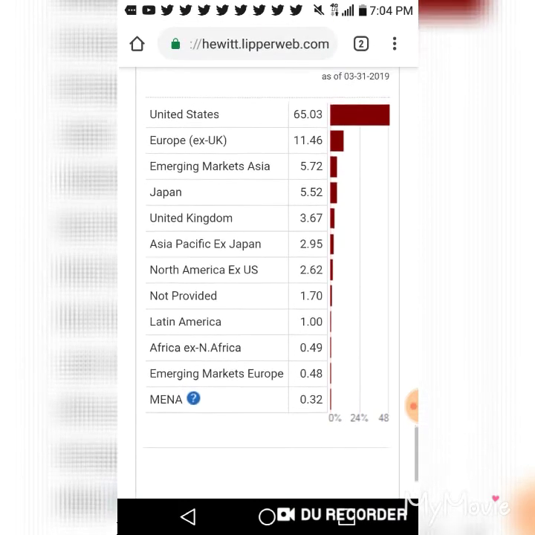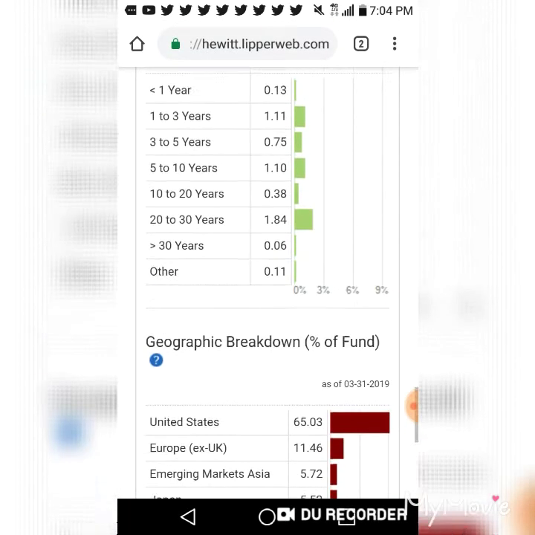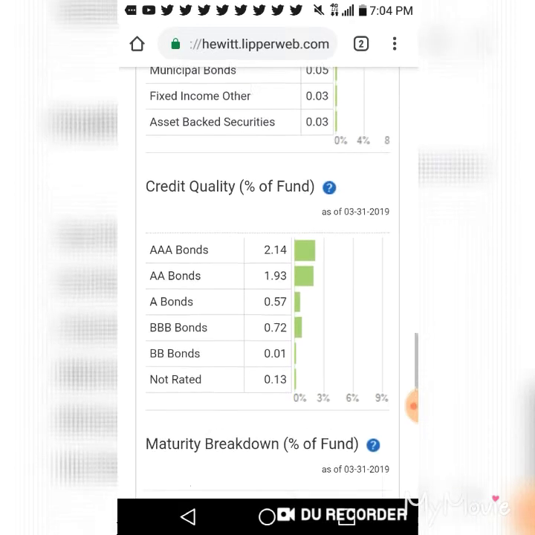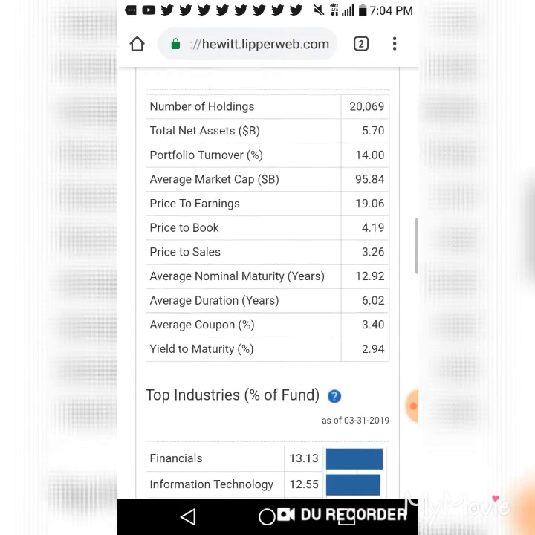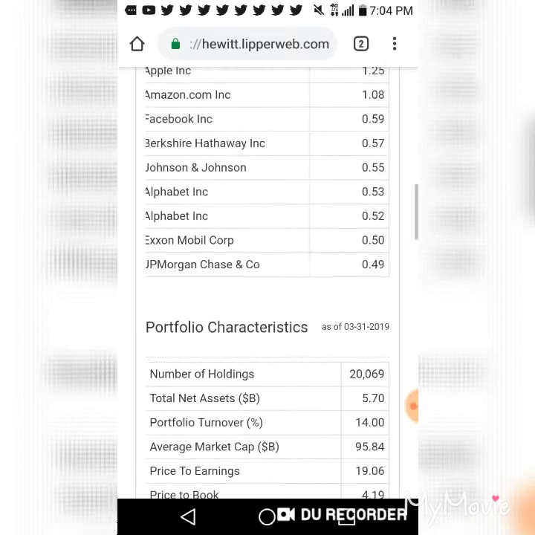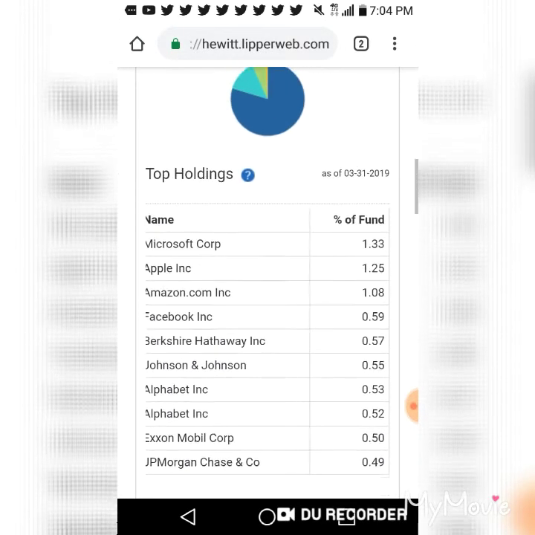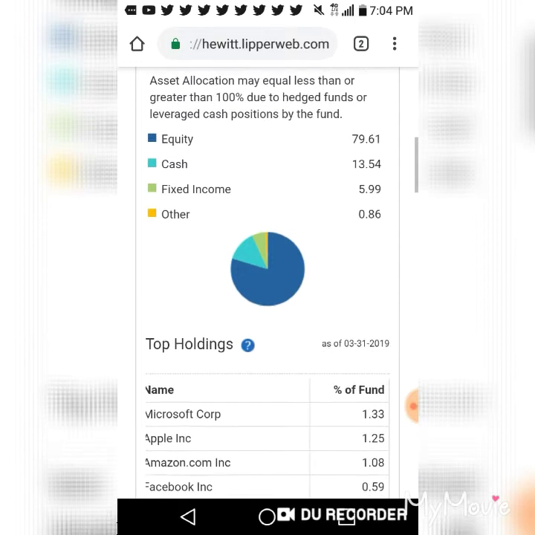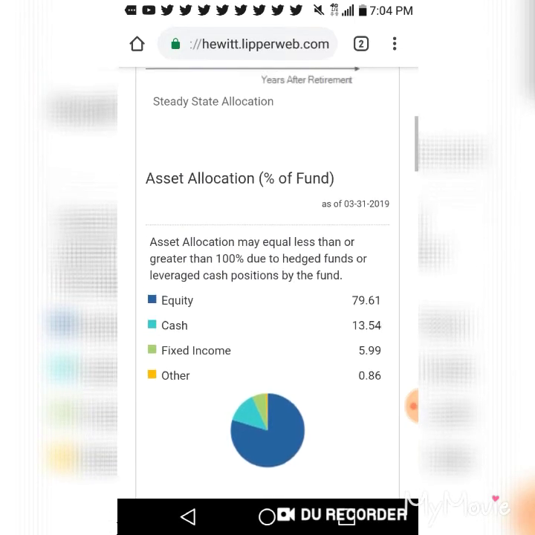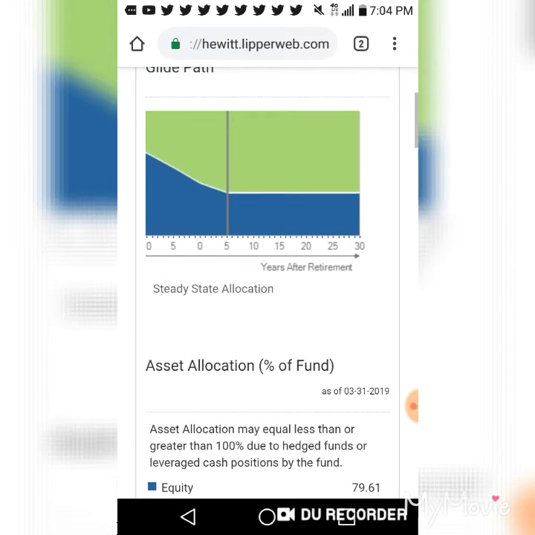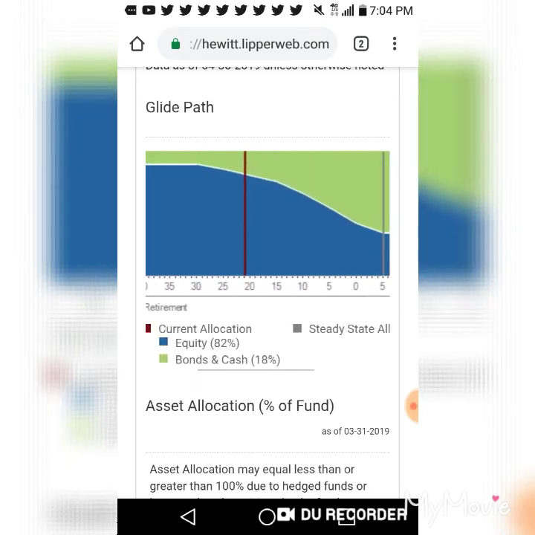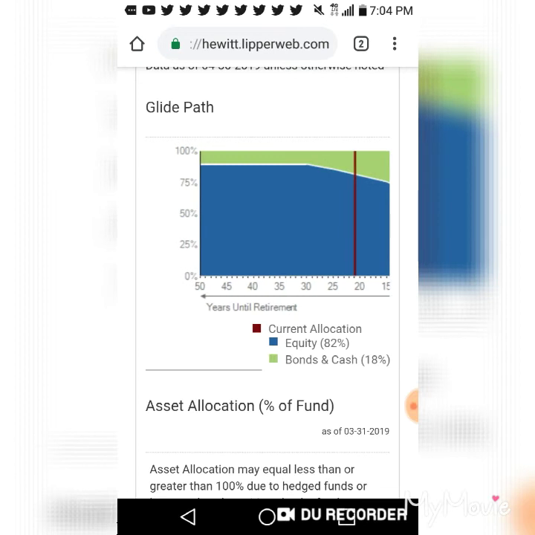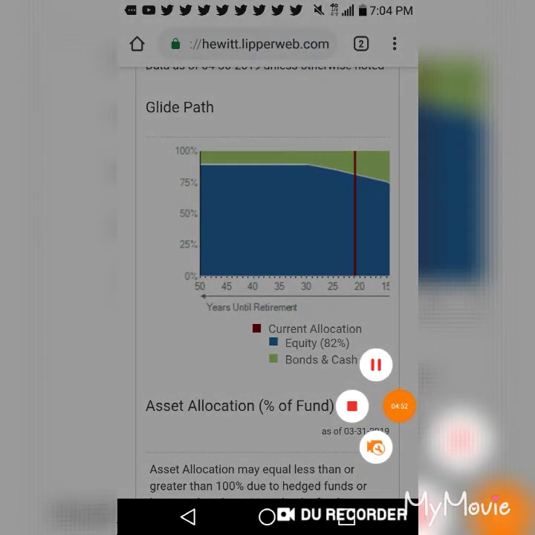It also gives you a geographic breakdown on where the stocks are located in your fund. So you see 65% are United States, about 12% from Europe, some emerging market, Japan, UK, Asian Pacific, North America, like Canada, Latin America, and some parts of Africa, and emerging markets in Europe.